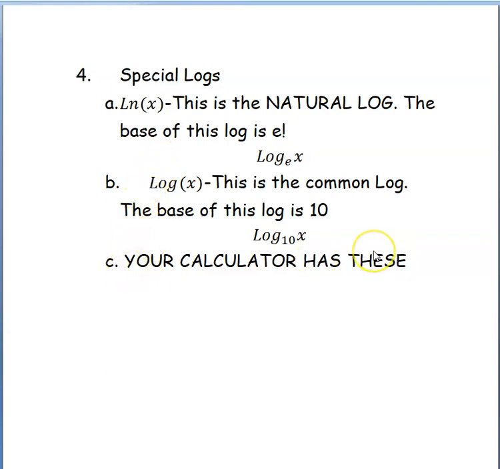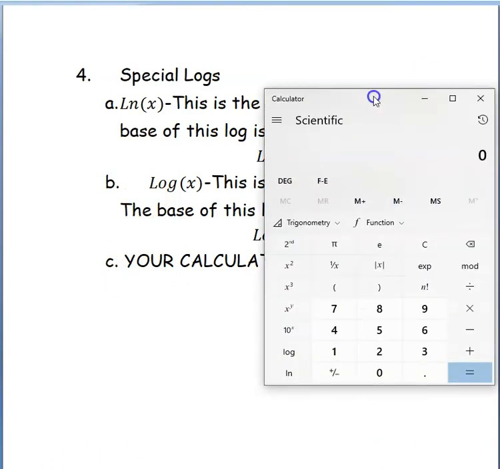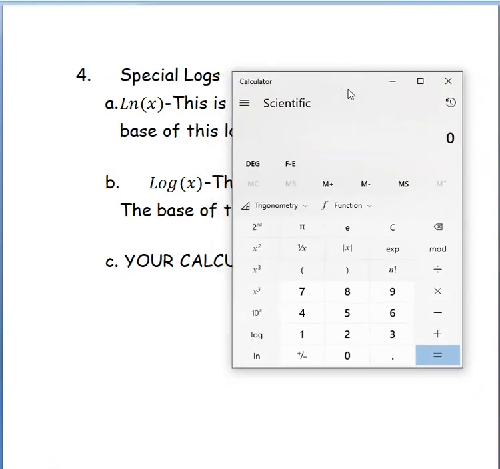Again, if you have trouble with a calculator and don't have one at home, please let me know, because if you pull up a scientific calculator on your computers, note here I have the log and ln button. And just in case you're wondering, for those of you with the wonderful technology of a phone, if you turn your phone sideways, you have both the e to the x button and the 10 to the x button, but you also have the log button and ln button there as well.